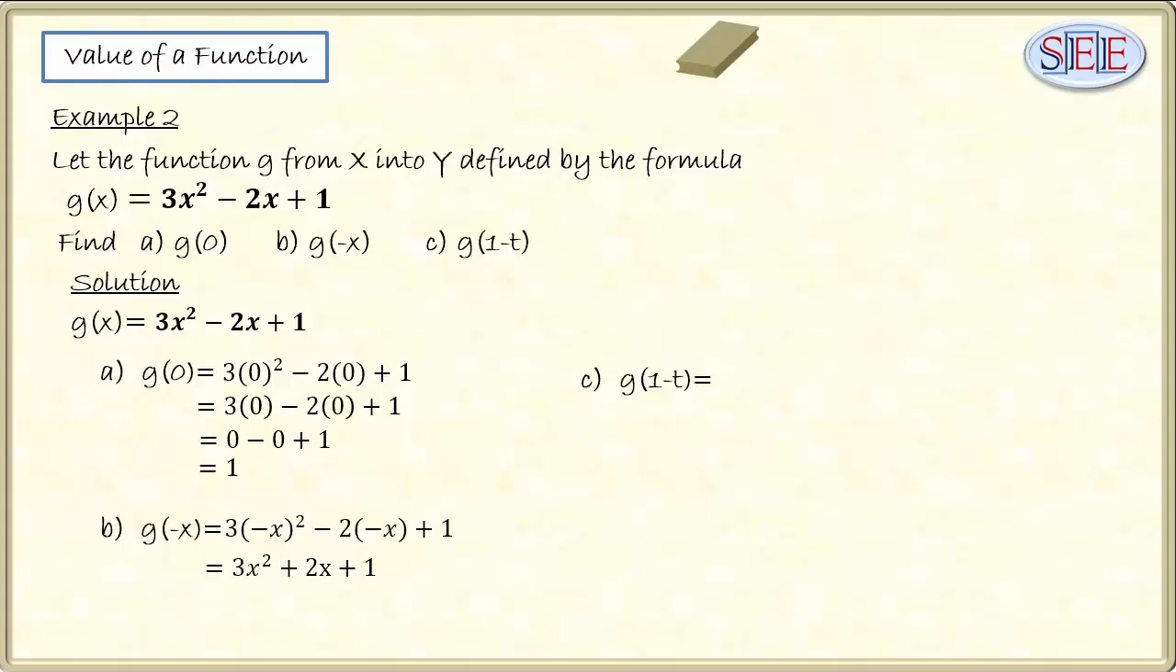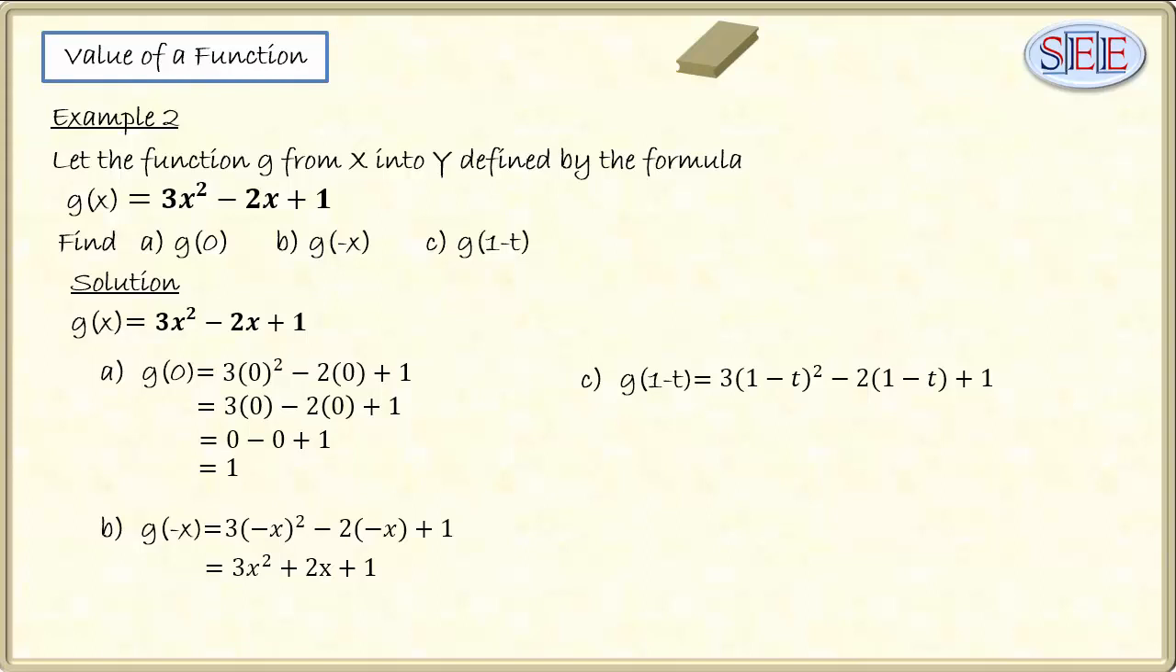Question number C is asked to find the value of this function at x equals to 1 minus t. So normally we replace the x by that number or by that expression. So 3 into 1 minus t whole squared minus 2 multiplied by 1 minus t, then plus 1. I have replaced the x by 1 minus t.